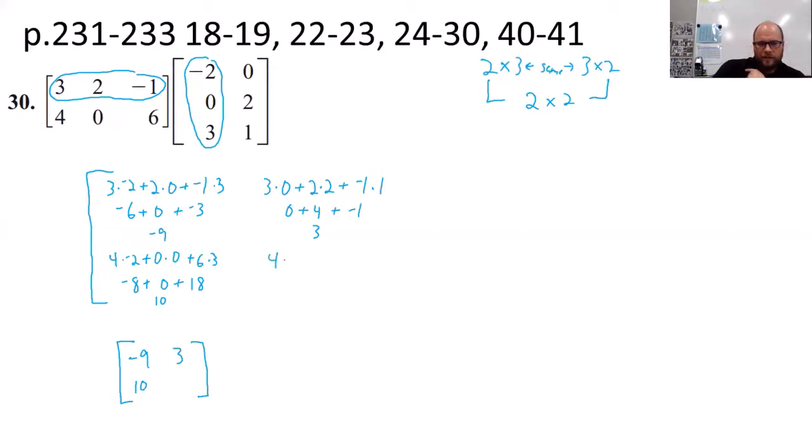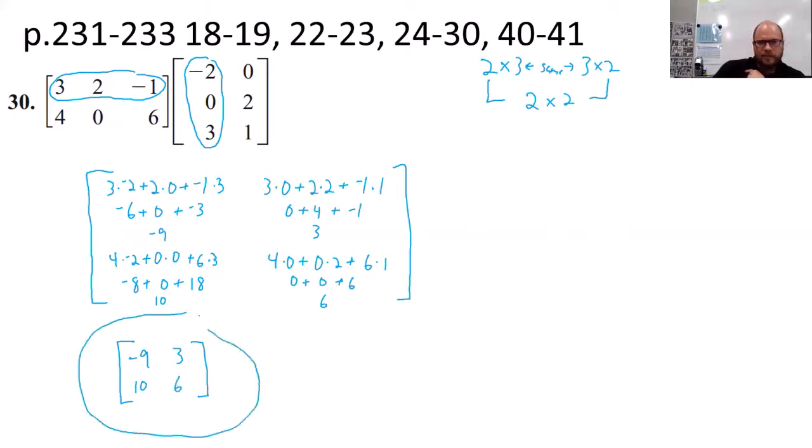Last spot, 4 times 0 plus 0 times 2 plus 6 times 1. That's 0, 0, and 6. So that one is 6. Again, final answer. All right, so those are multiplied matrices.